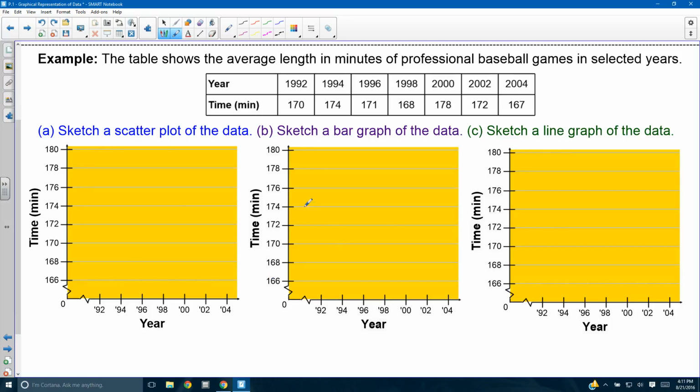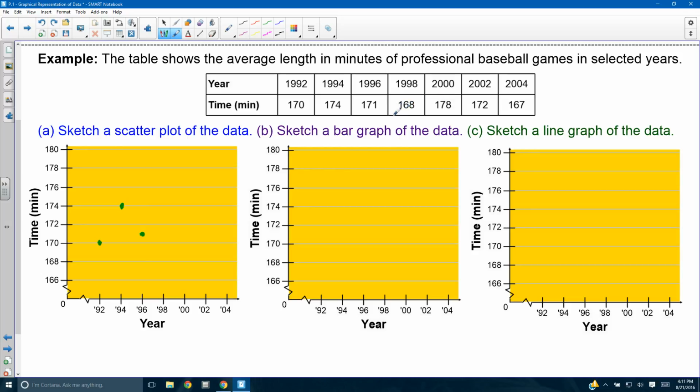You already have these graphs set up with the correct values and the correct categories right here. We're labeling our axes with year and time in minutes. We'll go over to 1992 and up to 170 minutes played, and we're going to get as close as possible to this stuff. 1994, 174. I'm not going to go too slowly through this stuff, just making sure I'm getting as close as possible to these things. 1996, 171. Now that's between 170 and 172.